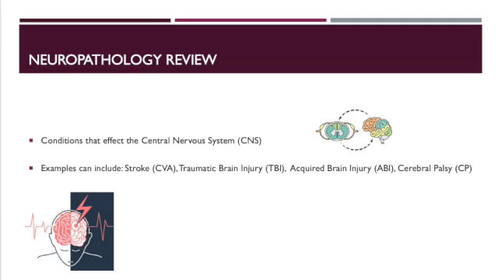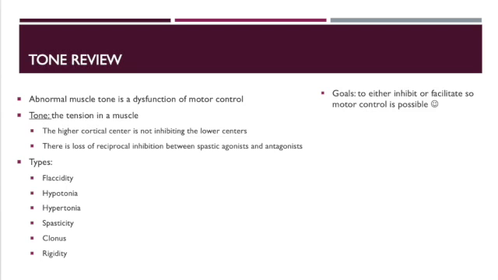Just as a quick review, a neuropathology is a condition that affects the central nervous system. It can include a stroke, traumatic brain injury, acquired brain injury, and cerebral palsy, among others. But these will be the main conditions I will be presenting research on. Again, a quick review on tone and what we have learned from class, but the main thing I wanted to point out here is that the goal for managing tone is either to facilitate or inhibit tone to achieve motor control. I will be reviewing the use of orthotics as an intervention to help with this.